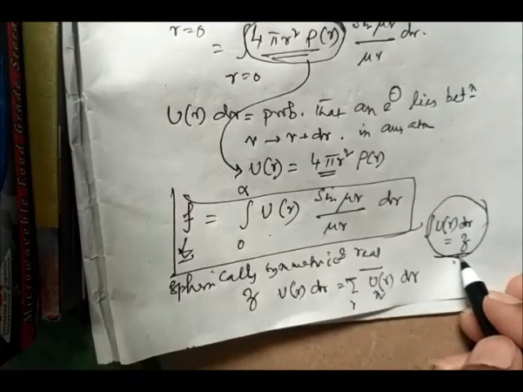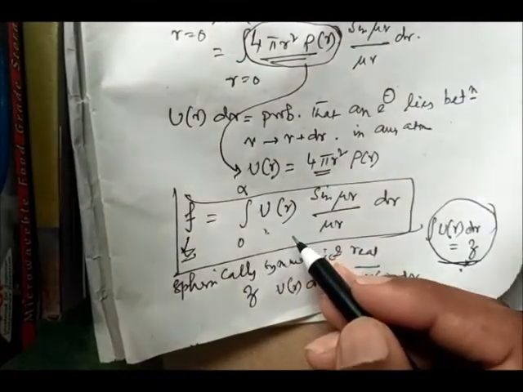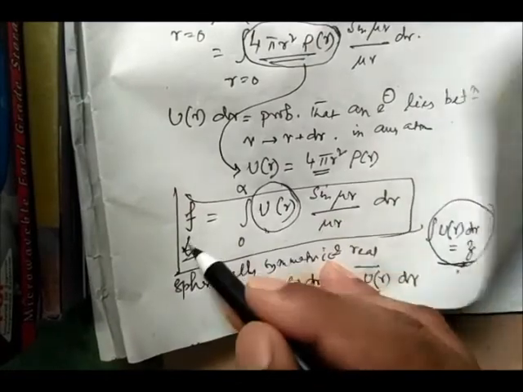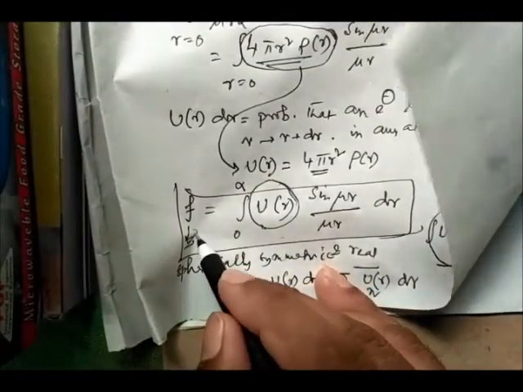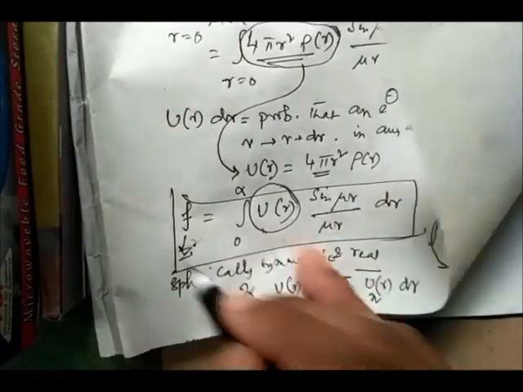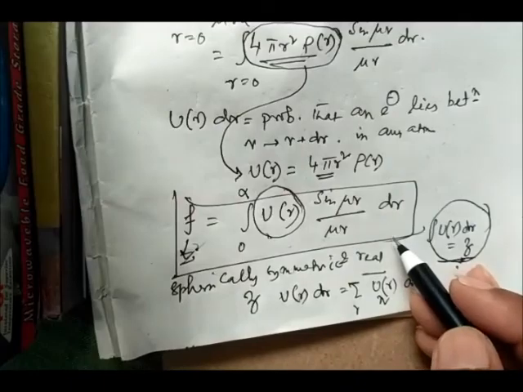Right? And if the form of this u r is known, then you can calculate the atomic scattering factor from this relation. Okay, so with this, I am ending the class on atomic scattering factor. Thank you.